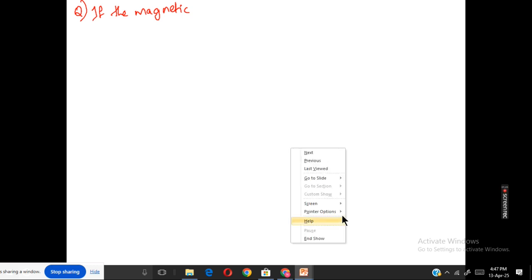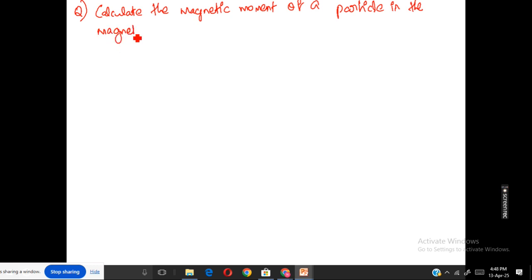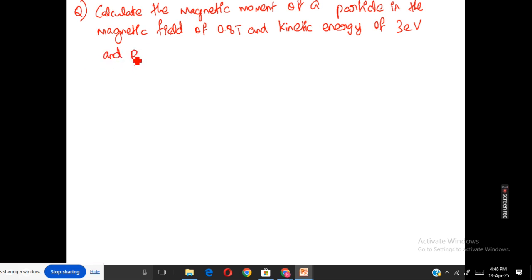Next question. Calculate the magnetic moment of a particle in a magnetic field of 0.8 Tesla and kinetic energy of 3 electron volt, and its angle is 30 degrees.